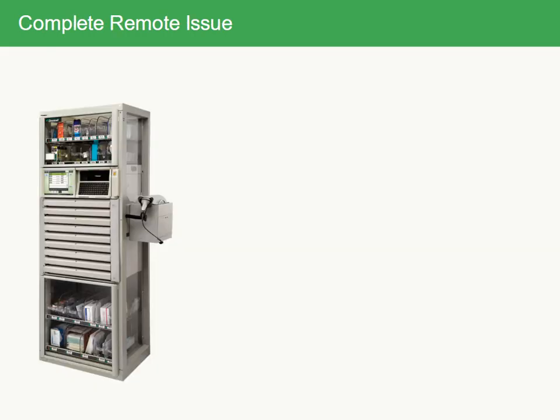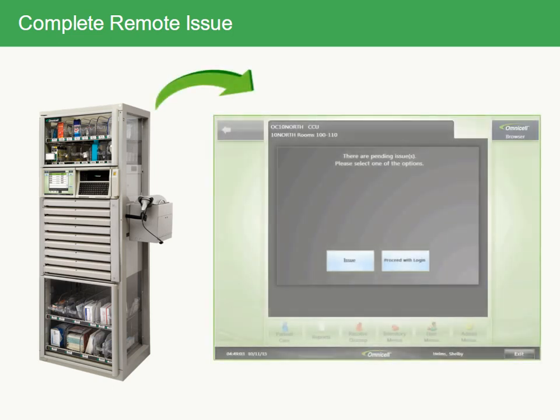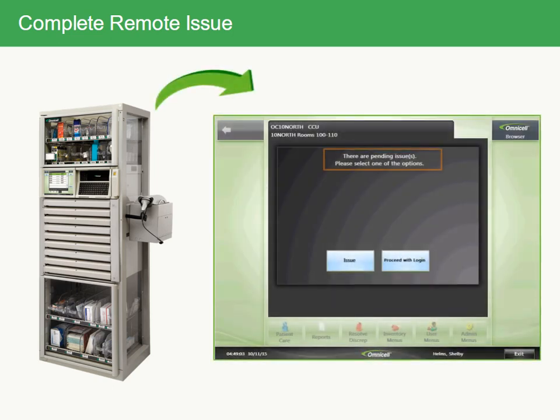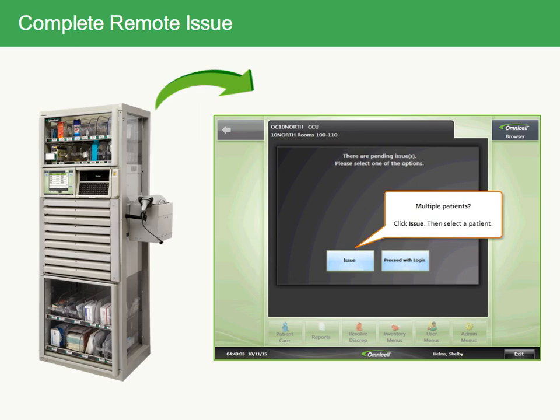When you head to your Omnicell cabinet to complete a remote issue, you'll notice that the dialog changes based on how many patients have pending issues. If only one of your patients has remote issues pending, the cabinet will guide you directly to remove this patient's medications. If multiple patients have remote issues pending, you'll need to select your patient from a list of patients.